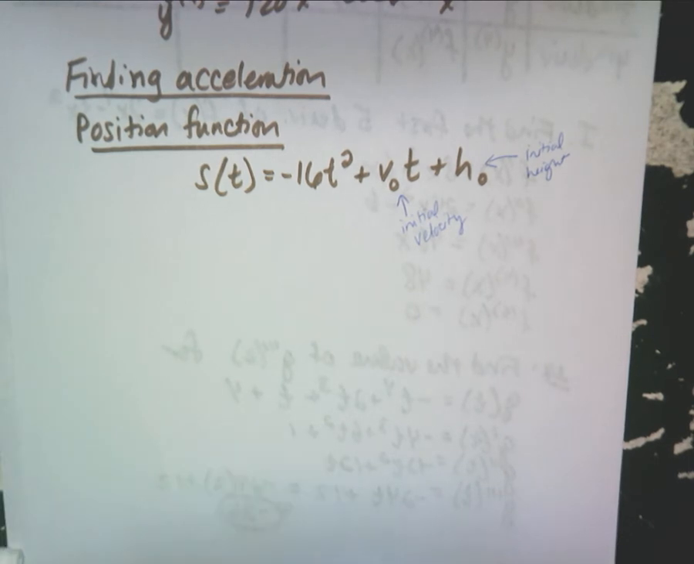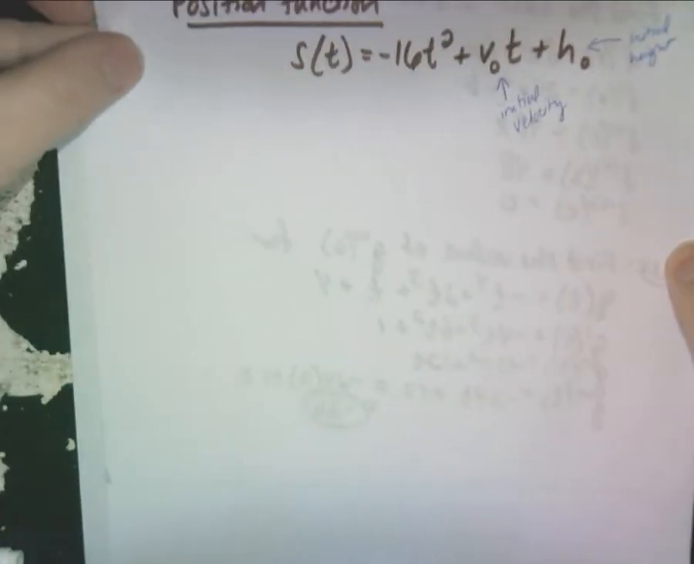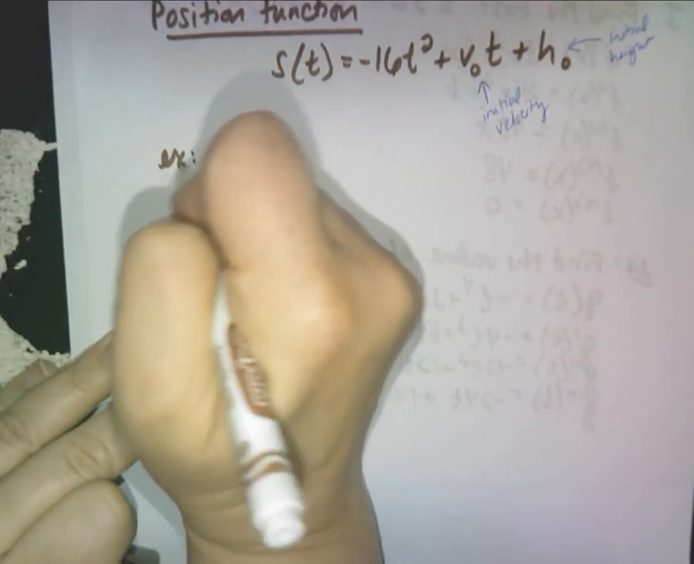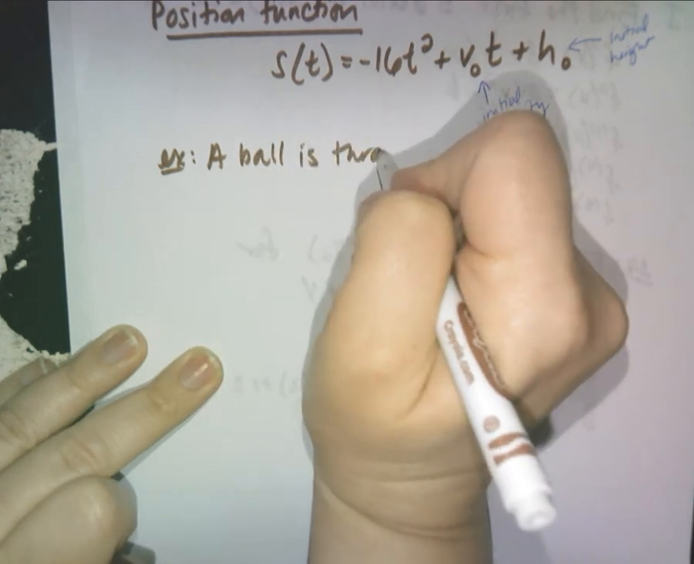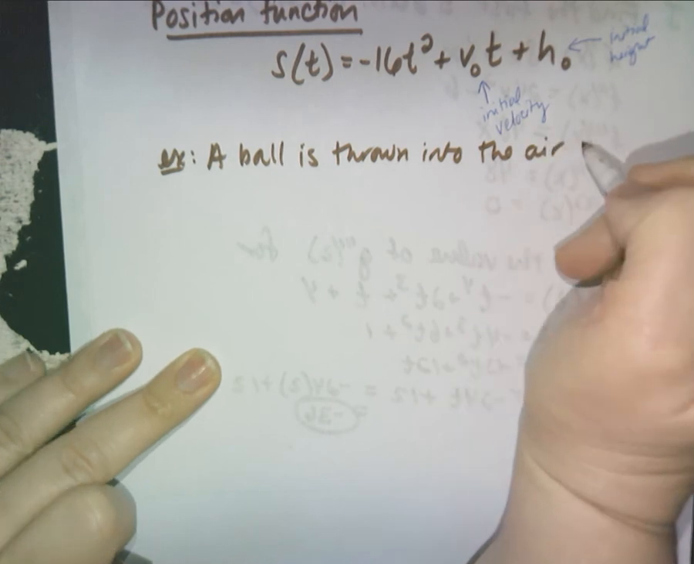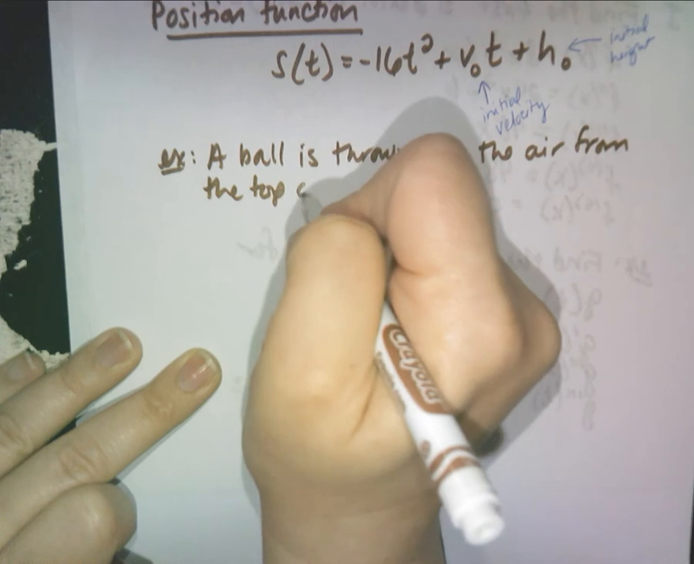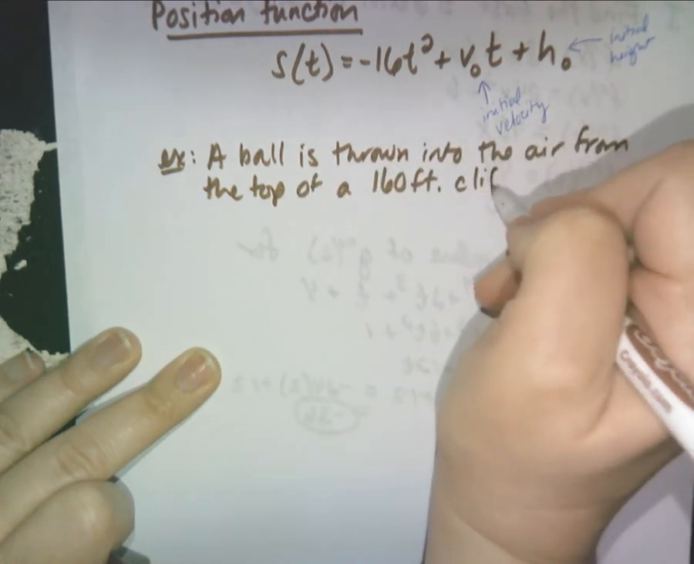Okay, what is t referring to? Time. Time, okay? So time in seconds. So we're going to do an example right now. And I do want you to write this all out for me. Okay, it's a wordy example, but just write it out. A ball is thrown into the air from the top of a 160-foot cliff.